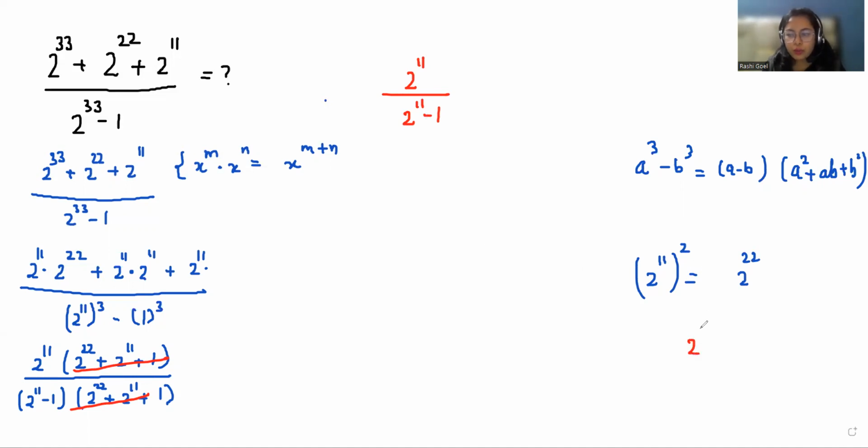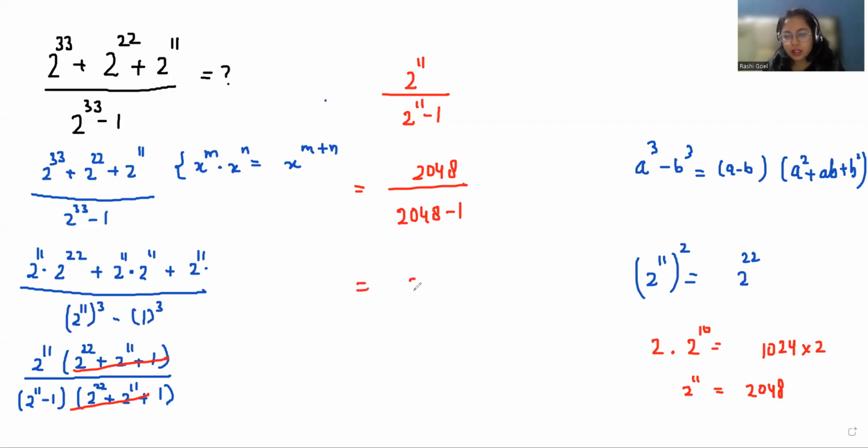So as we know, 2^10 we can call it 1024, but we need 2^11. So we can multiply by 2 on both sides. So 2^11 is 2048. So 2048 divided by (2048 minus 1). So our final answer is 2048 divided by 2047.